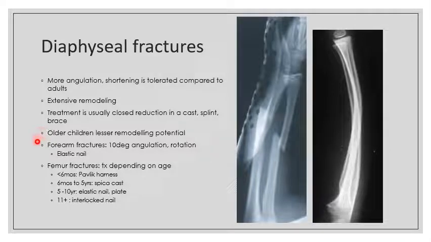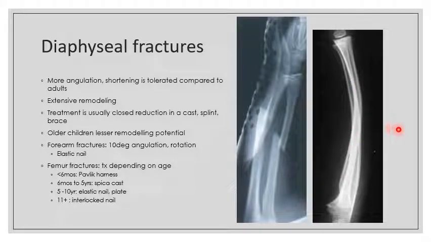So forearm fractures, basically we can accept 10 degrees of angulation and rotation is quite acceptable. And it's also important to note that in children, there's what we call a plastic deformation. There's no break, but there's already plastic deformation of your bone. So surgery needs to be done. We have to break this one and put an implant.